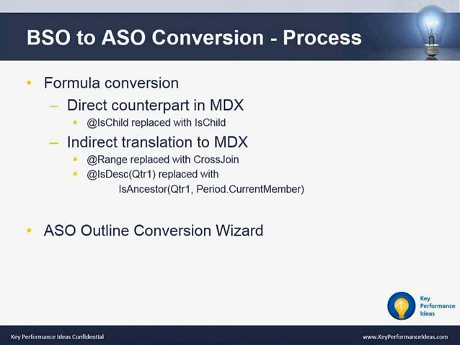And then for the process to actually do the ASO conversion, we strongly recommend that you use the ASO outline conversion wizard. It does the bulk of the work for you, and that's where you start with the BSO outline, run it through the wizard, and it's going to convert most of your formulas for you. It's going to do all of those direct counterpart MDX conversions for you, and it's going to change all of your syntax for you, and then it's going to leave you with just those more complex formulas, or where there maybe isn't a direct translation, for you to just address, maybe a handful versus all of your formulas. So it's always good to start with your ASO outline conversion wizard and then just handle your exceptions.